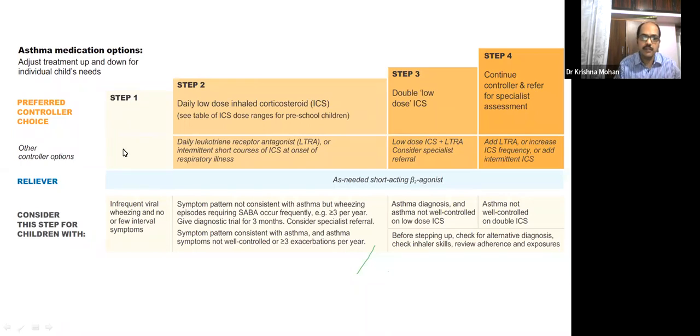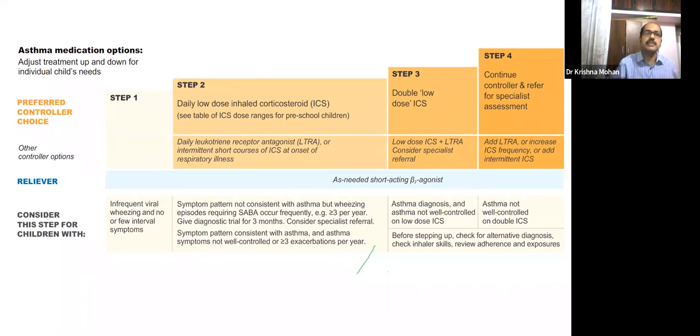You just see the bottom of this. If the symptoms are very, very infrequent, that is, for infrequent viral wheezing, and if there are no or few interval symptoms, that means, for example, an under 5 child coming to you with symptoms of VCLRS, coming in January with the symptom, and for 2-3 months he was totally symptom free.